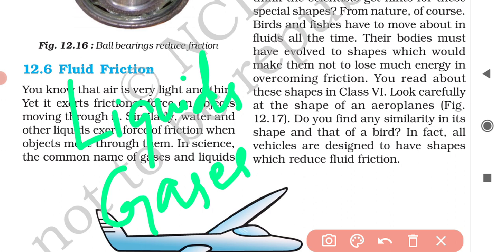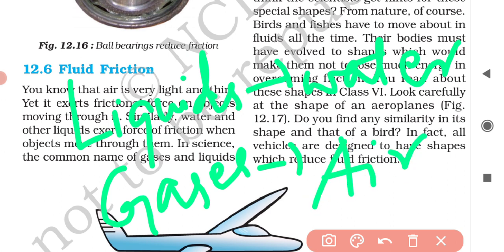Okay, so liquids and gases are termed as what? Fluids, because they can flow easily. The most common liquid around us is water. It is an example of a liquid. The most common gas, or mixture of gases, around us is air. So air is also termed as a fluid. Water and air are the most common fluids around us.